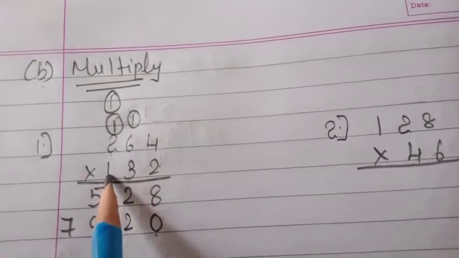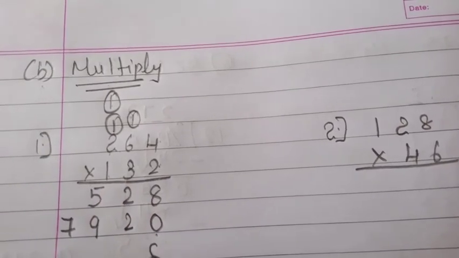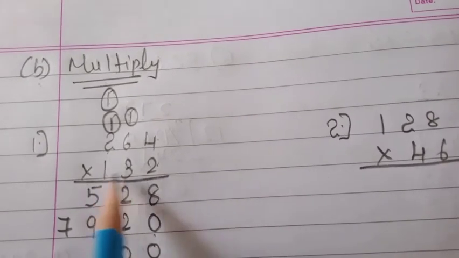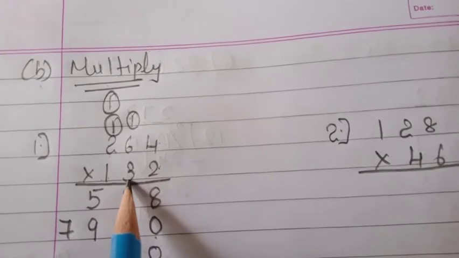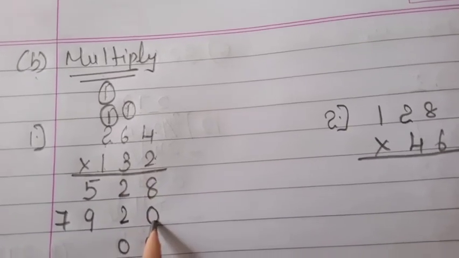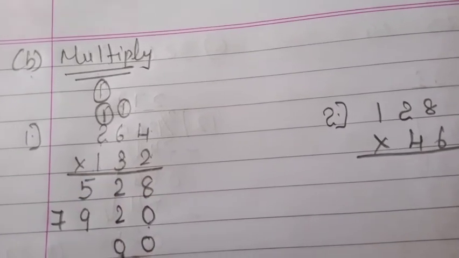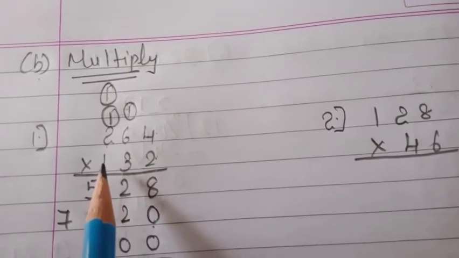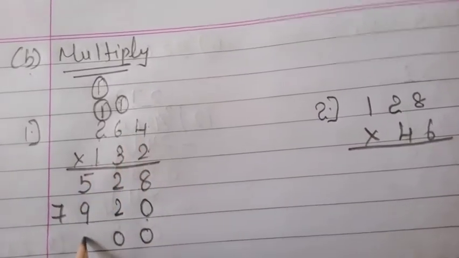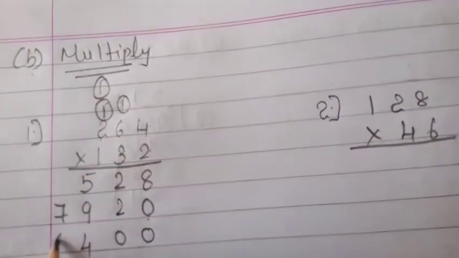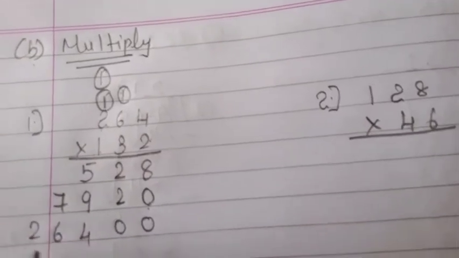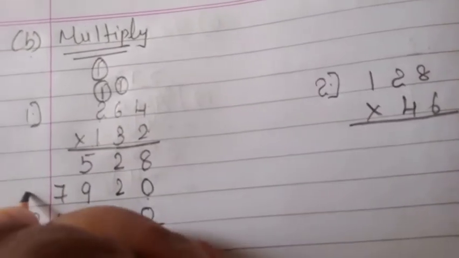Now we have to multiply by 1. Before that we will write 2 zeros, because here how many digits are there? 3 digits. So in second digit we will write 1 0 and in third digit we will write 2 zeros. Now we will multiply by 1. 1 4s 4. 1 6s 6. 1 2s 2. Now here we have to add.